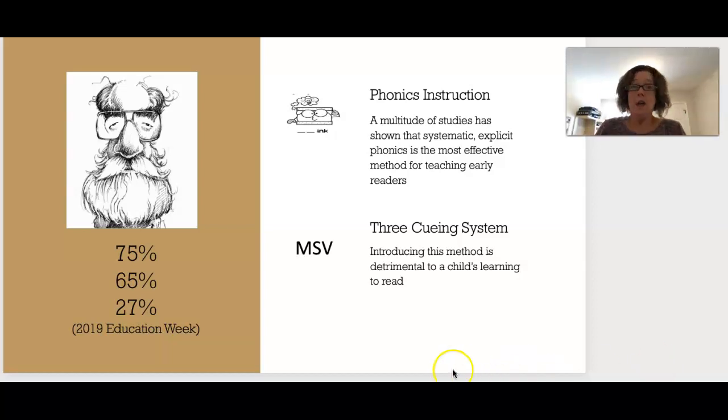Okay, so some good stats over here. 75% of teachers in the USA, according to a 2019 Education Week article. I read quite a few of these articles and pulled out some of these for you. So 75% of teachers are using the 3 cueing system in the States. 65% of the teachers said that their district selected their primary reading programs, so they were handed to them, and 27% said that this decision was up to their school.